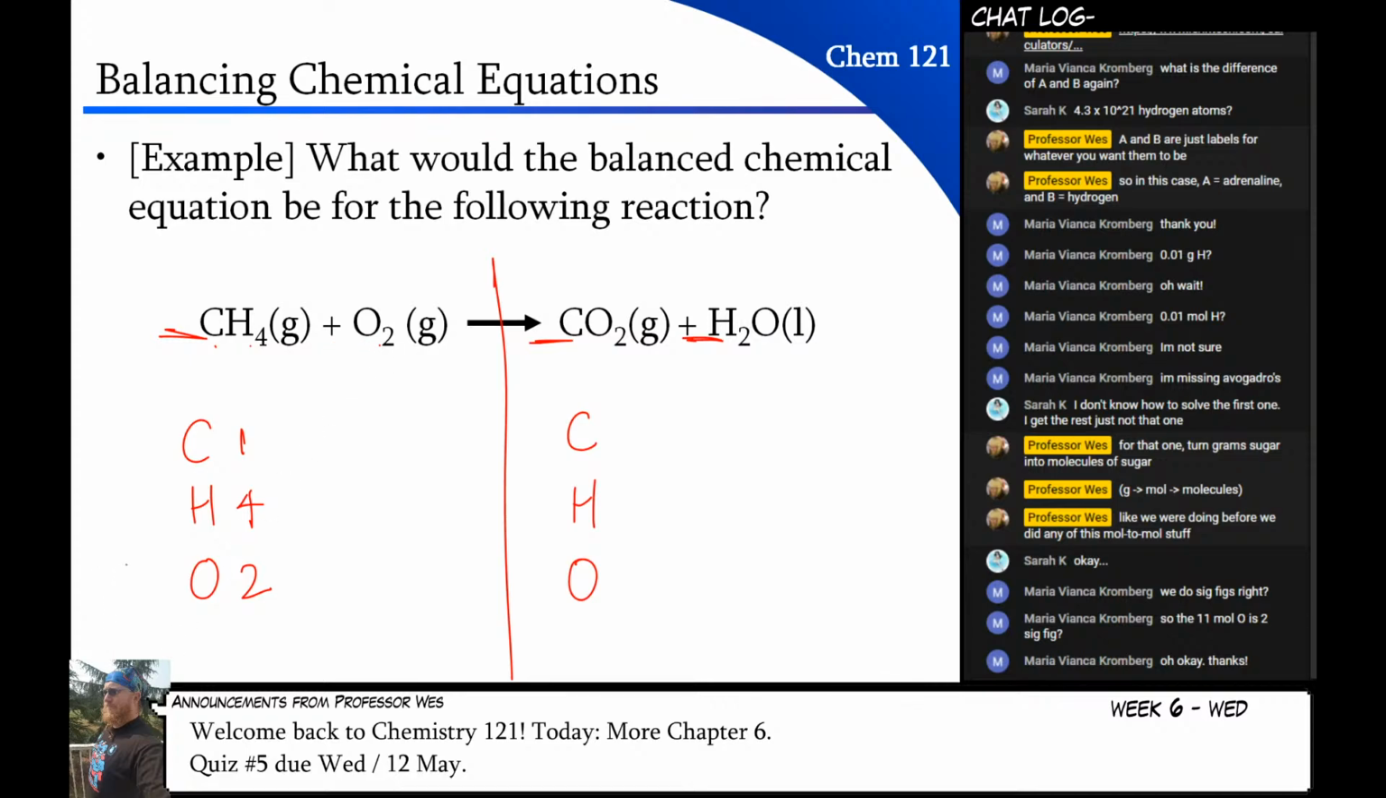And then we'll do the same thing on the right side. How many carbon are there? 1. How many hydrogen? Oh, sorry, hold on, I messed up. How many oxygen? Well, there's these 2, and then there's this one. So there's actually 3. And then how many hydrogen are there? There are 2.